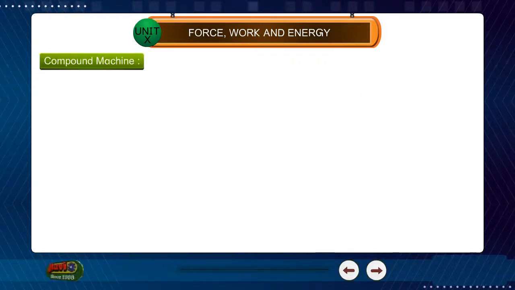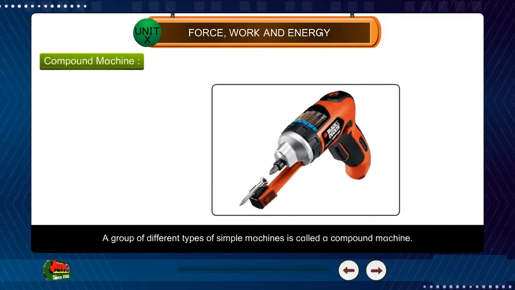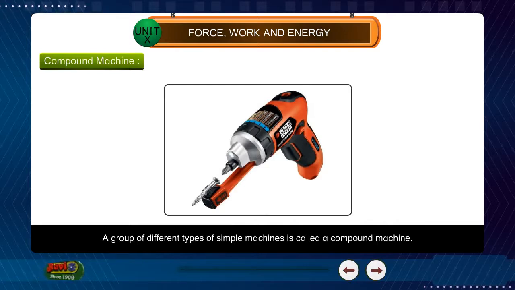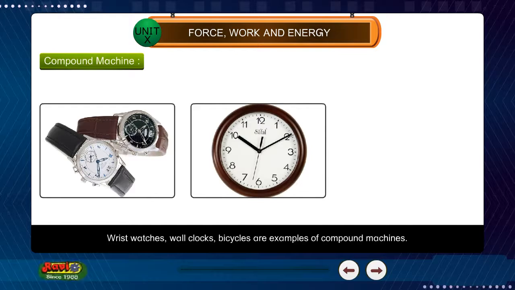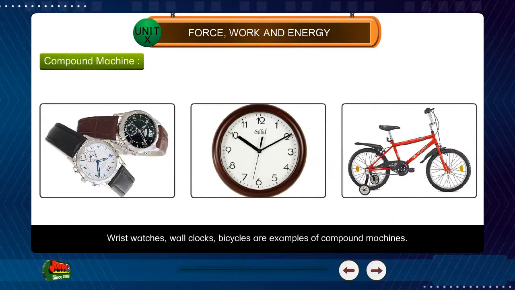Compound machine. A group of different types of simple machines is called a compound machine. Wristwatch, wall clocks, bicycles are examples of compound machines.